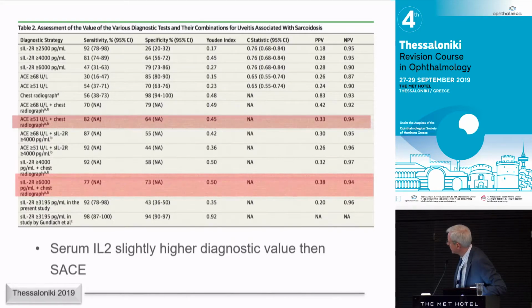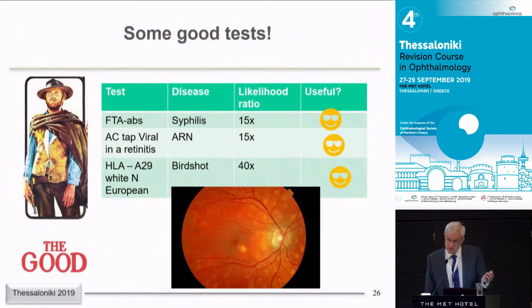And they looked at the IL-2 levels, and they combined it with chest x-ray findings. So if you had an abnormal chest x-ray with raised IL-2, it actually outperformed the serum ACE. It wasn't too bad in terms of sensitivity and specificity. This Youden number is the overall measure of how good the test is, and it was a little bit better than using serum ACE. Okay, so there's no perfect test for sarcoid. We have to look at the whole armamentarium.